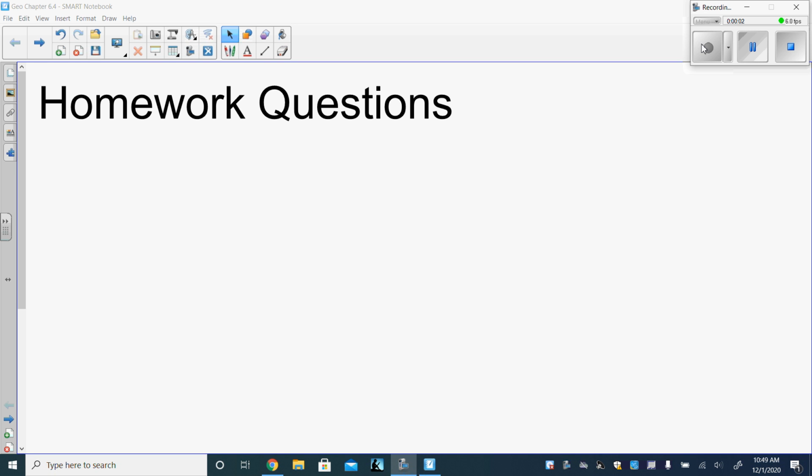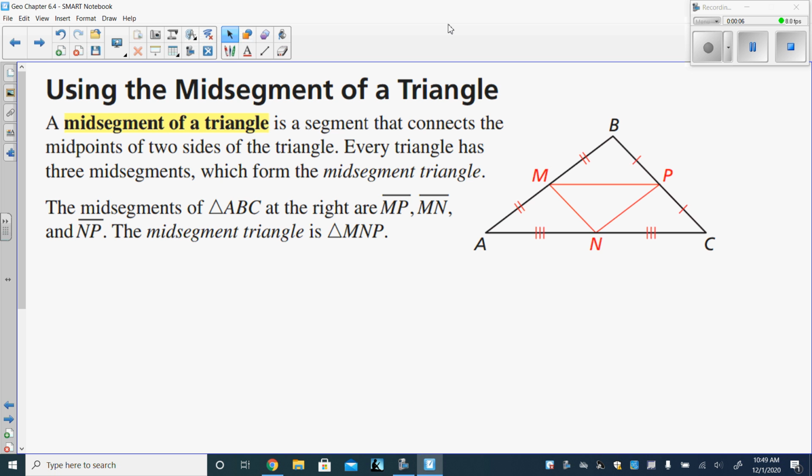All right, guys, so what we're doing today is we're continuing on with Chapter 6, 6.4. What we're talking about today is mid-segments. The mid-segment of a triangle is a segment that connects the midpoints of two sides of the triangle. Every triangle has three mid-segments, so they're just a line that connects midpoints on the triangle. So MP, PN, and NP are the three mid-segments of the triangle.